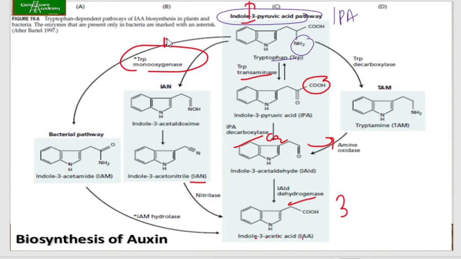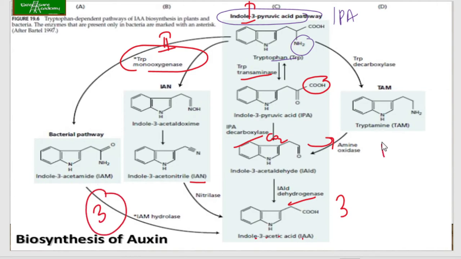The second pathway, which is again from tryptophan, giving you the indole 3 acetic acid. Okay. Now, what were the enzymes over here? Tryptophan monooxygenase, and then nitrilase. Now, coming to the IAM pathway, the bacterial pathway. Directly from the tryptophan, it will get converted to indole 3 acetamide, and with the help of hydrolase, it will go to IAA. Okay, this is the third pathway.